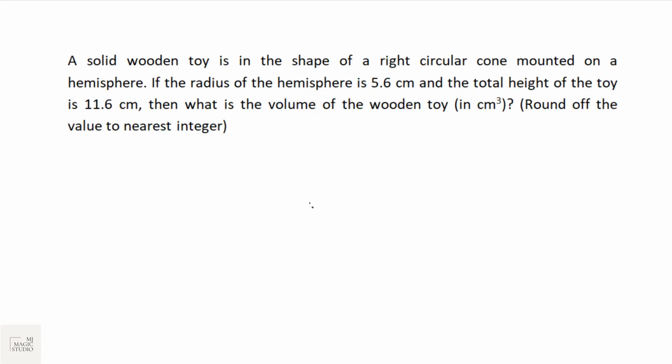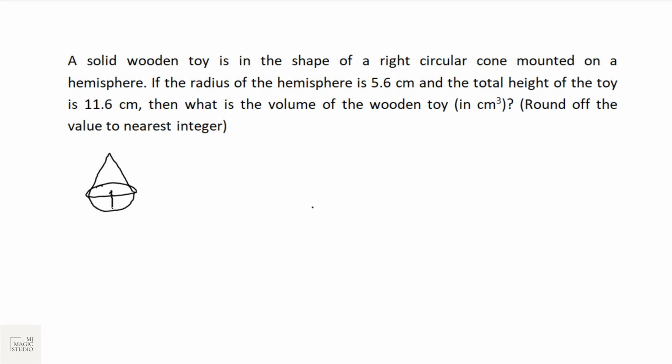One more TITA question, and in round 2, advanced quantitative aptitude, please expect 3 TITA. Type in the answer format, non-MCQ format, from mensuration and 1 probability, permutation or combination. A solid wooden toy is in the shape of a right circular cone mounted on a hemisphere. So we have this hemisphere and a cone is mounted on it.